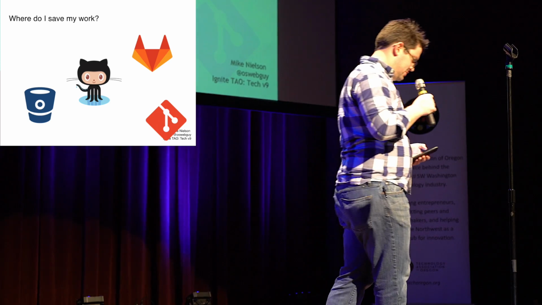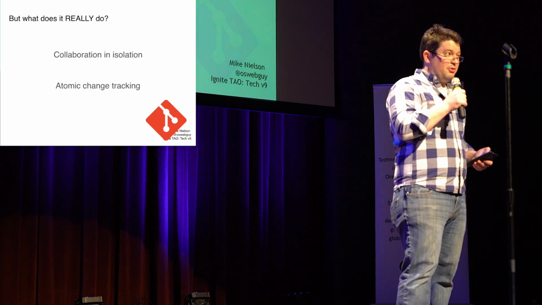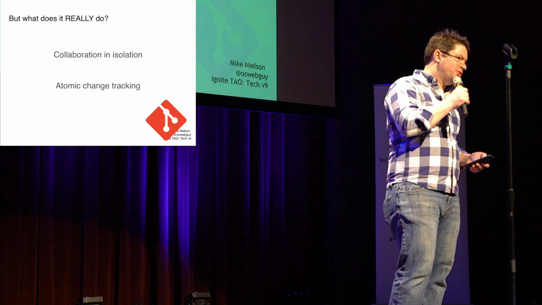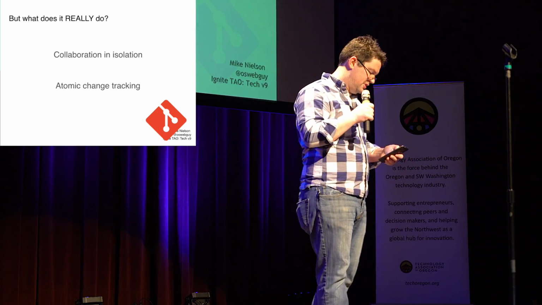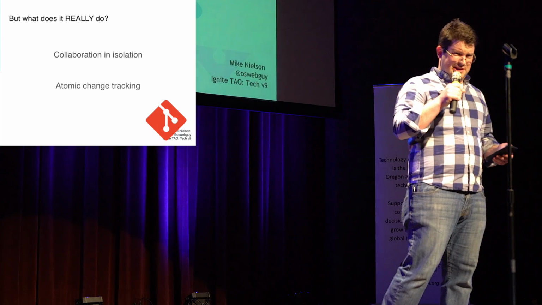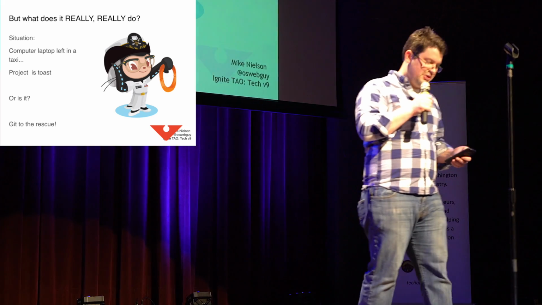So what does it really do? Collaboration and isolation and atomic change tracking means that you can revision an individual document down to the character. And since it's open source, if you're not really comfortable with keeping your stuff on GitHub, you can roll your own service and start it up.